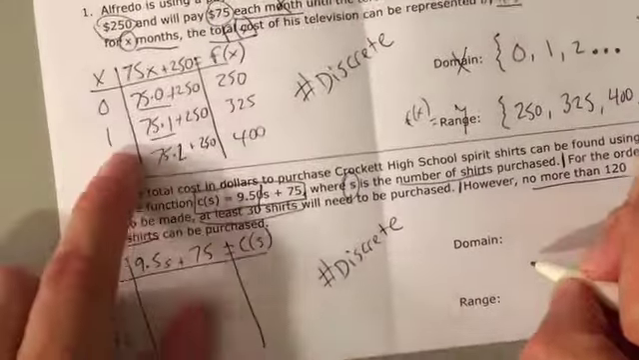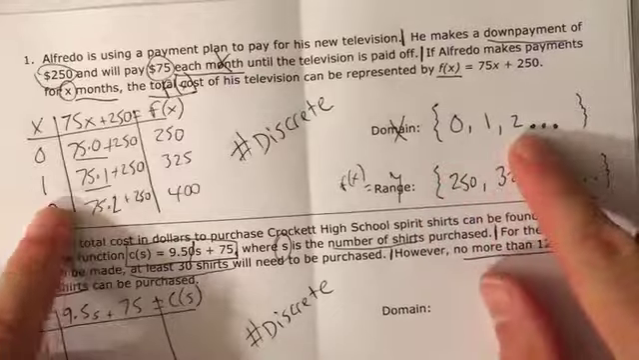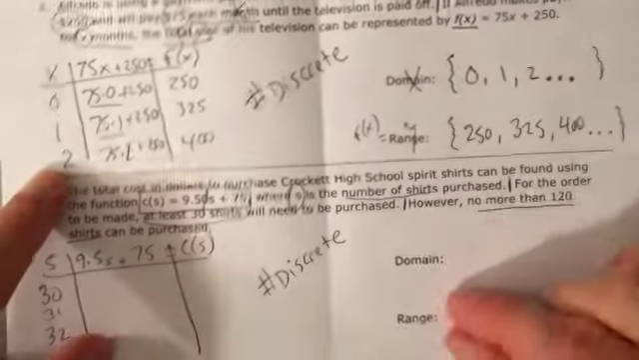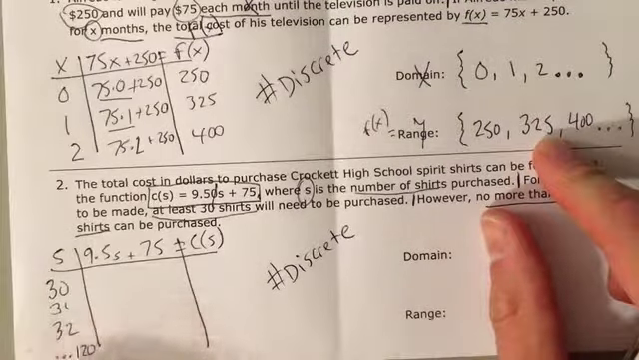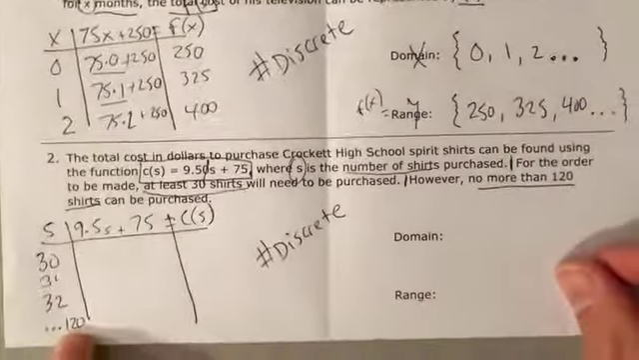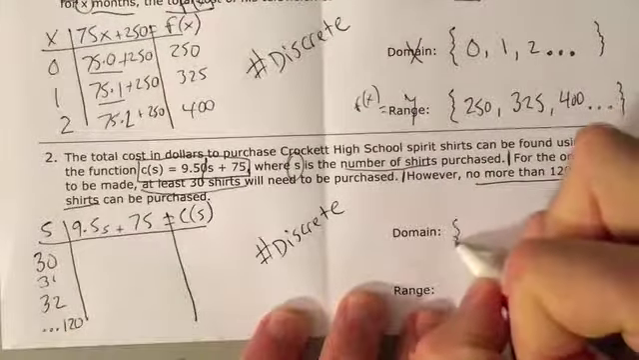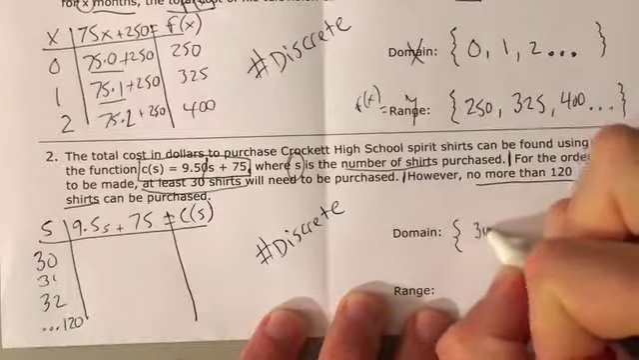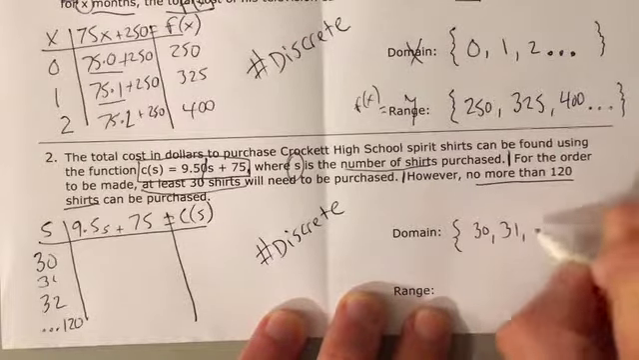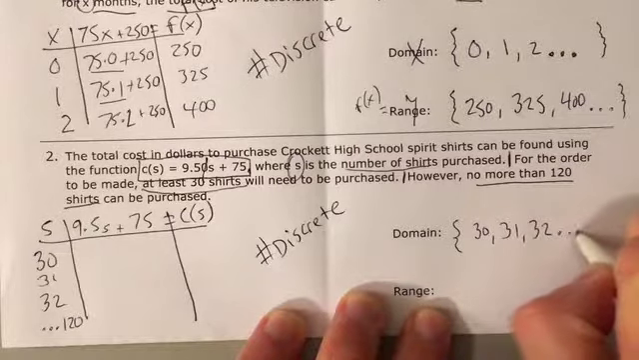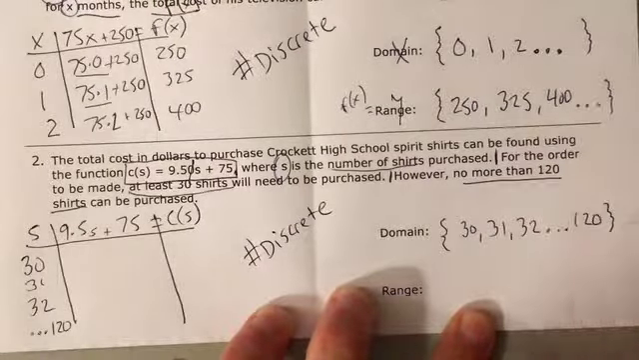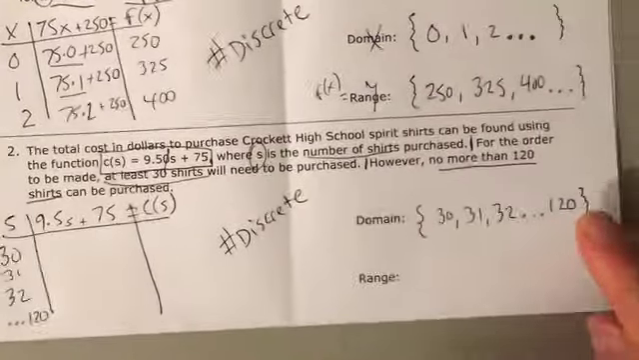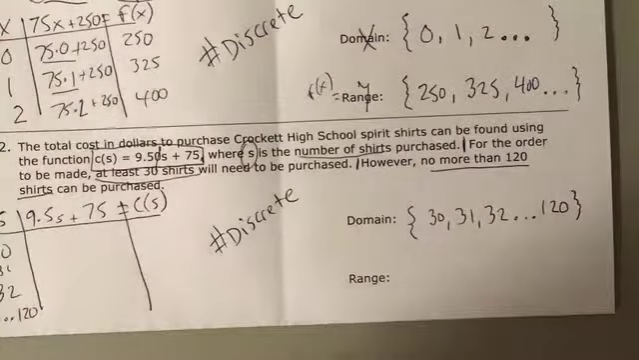So our domain, kind of like up here where we had 0, 1, 2, it's going to go 30, 31, 32 here. The difference is we know what the limit is, right? So when we write our domain, we're going to write 30, 31, 32, and then we're going to cap it at 120. So we'll actually show that maximum. So that's just a little bit different.